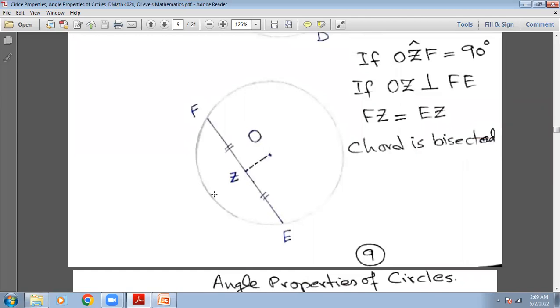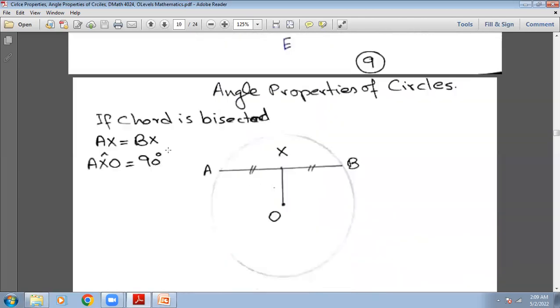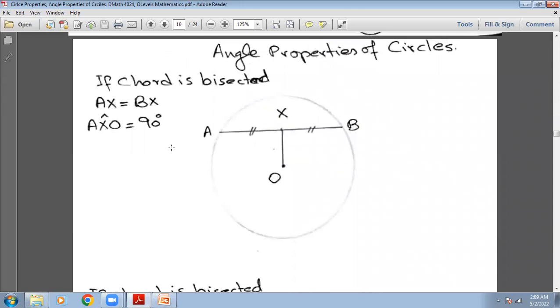Here's a third example on the same property. For example, you have a circle and a chord in the circle. The name of the chord is FE. The line segment coming from the center onto the chord is OZ. If OZ makes a 90-degree angle with FE, if the line segment from the center is perpendicular to the chord, the chord will be bisected. It means that the chord will be divided into two equal portions. It means FZ and EZ will both be equal to each other in length. Hopefully you understand.